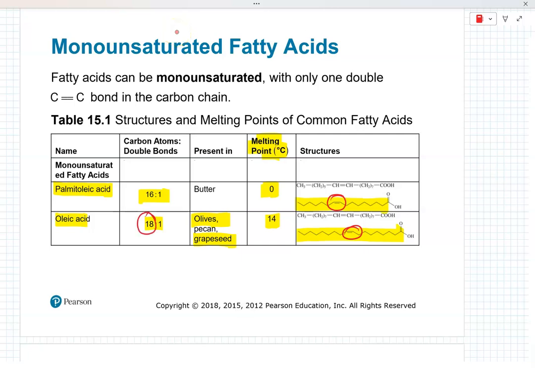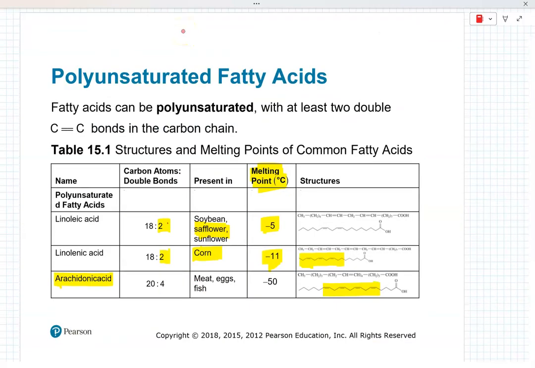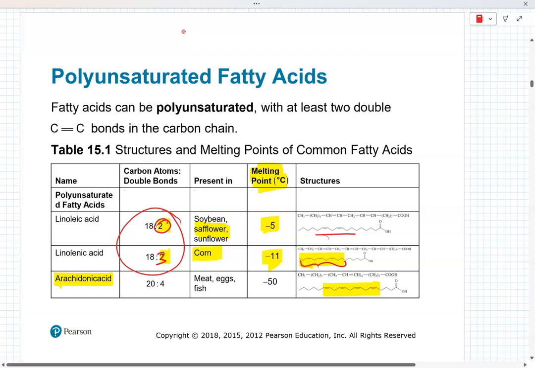How many carbons? 18. Double bonds? 1. It's the melting point, which is, last time I checked, less than 69. Right? Same number of carbons. How many double bonds? Not 14, minus 5 at this moment. You add one more, just a typo, 3 double bonds, even lower.